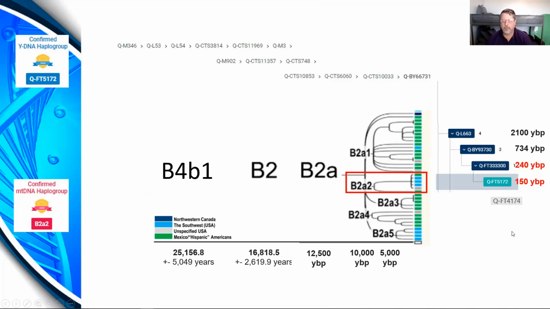Now let's look at mitochondrial DNA breadcrumbs. 1, 2, 3, 4. That's it. So B2A2, which is my haplogroup, that's a Pueblo line. That's about 10,000 years old. It's a subbranch of B2A, which is 12,500 years old, which is a subbranch of B2, which is about 17,000 years old, which is a subbranch of B4, B1, which is about 25,000 years old. This is 150 years old, and this is me. This is 53 years old.